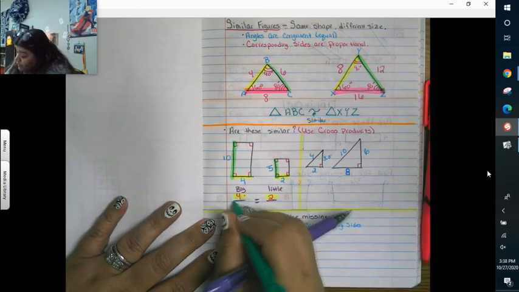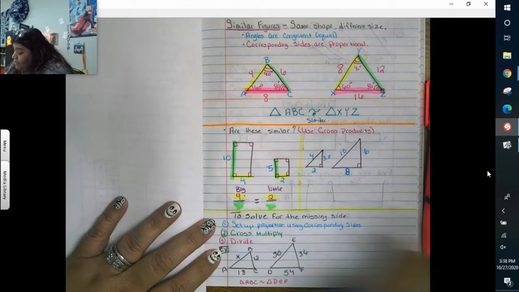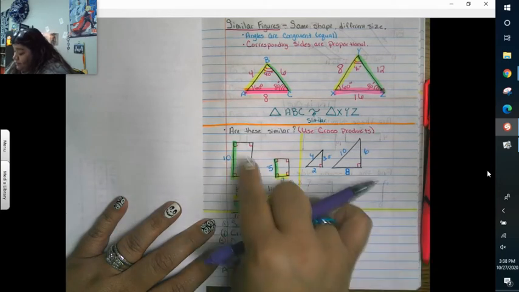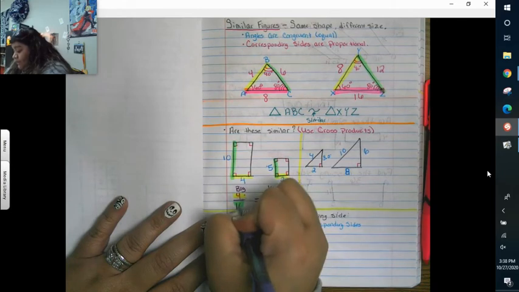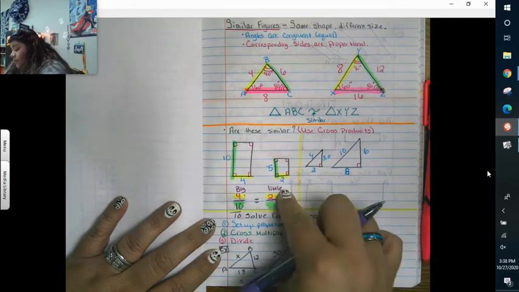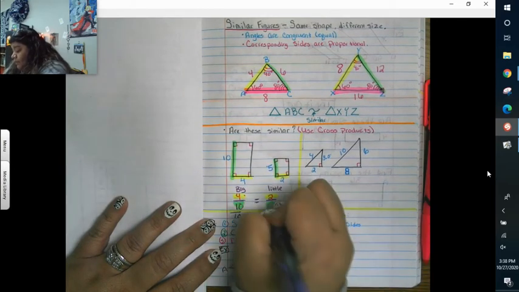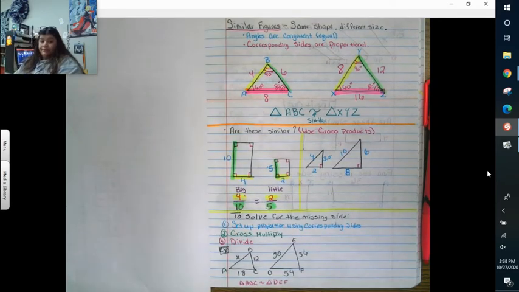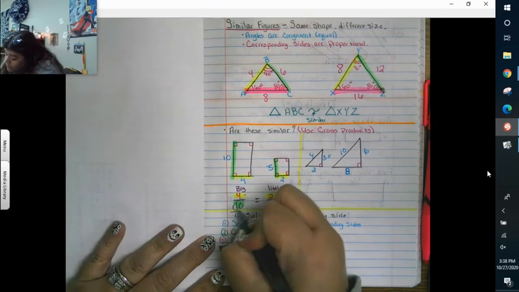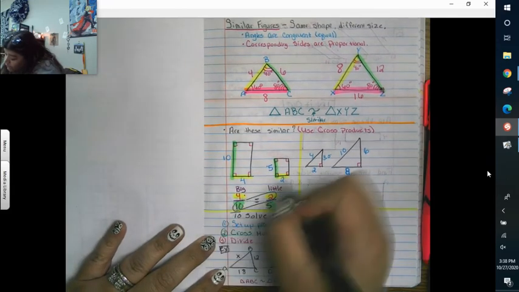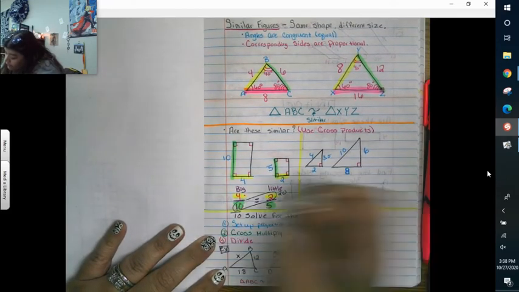Now, remember, that's why I label it big and little. I want to make sure I remember that the big figure, his number, belongs here, and the little figure, his number, belongs here, okay? Now, to check and see if they are similar, we're going to cross multiply and check their products. So 10 times 2 is 20.